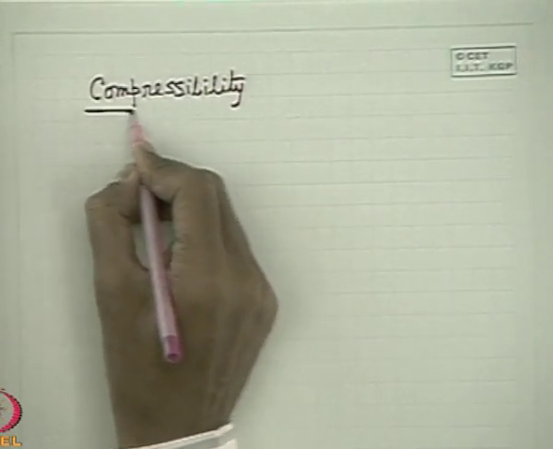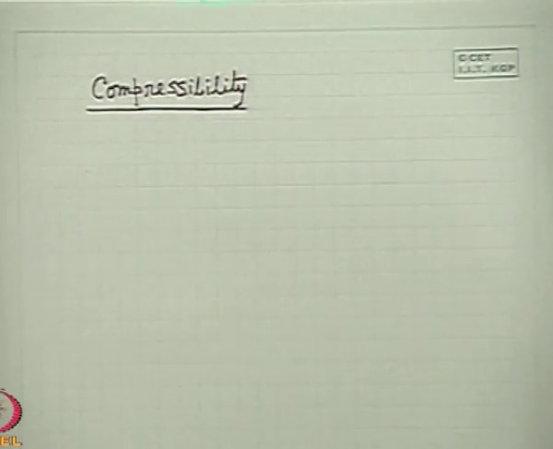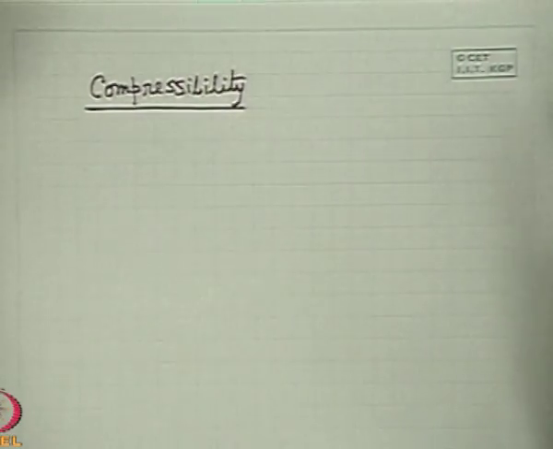Compressibility. Compressibility of a fluid, probably you have come across this term at your school level. This is very simple, again a recapitulation of your basic things. Compressibility of any substance is a measure of its change in volume or density with the application of external pressure. Simply, how much it can change in its volume or density with the application of pressure.